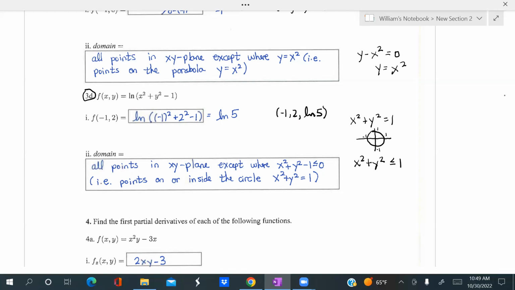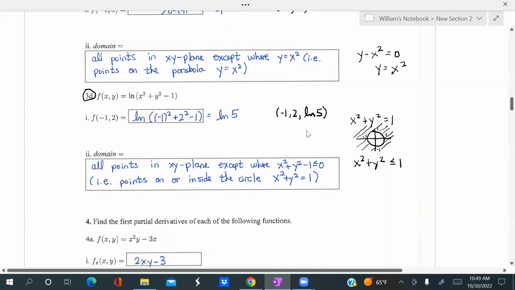So if we were to make a picture of that domain, the domain would be points outside of the circle, because we want to exclude points inside of the circle. So if we shade here, we get a domain that looks like this. All points except points inside or on the boundary of the unit circle.